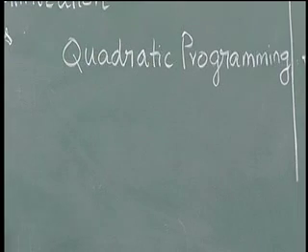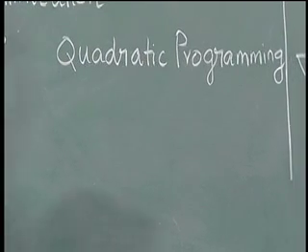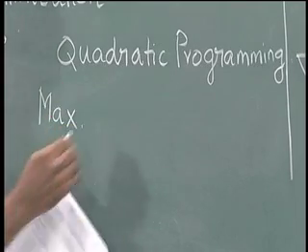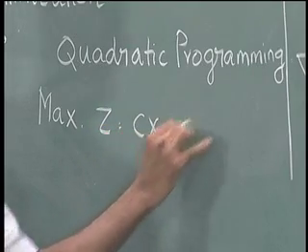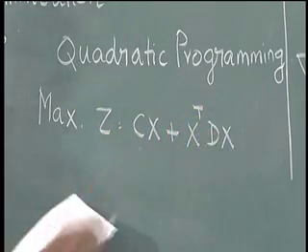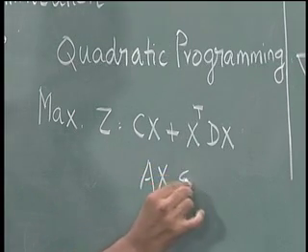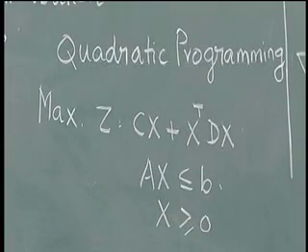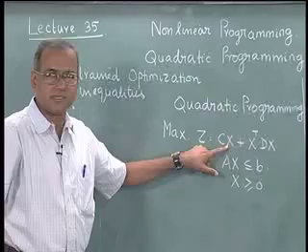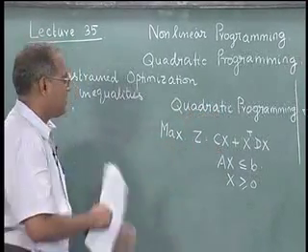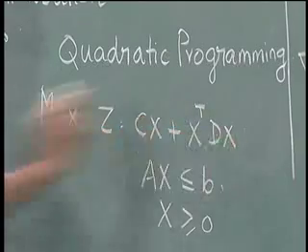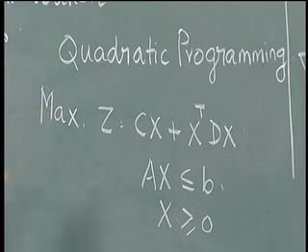Now the quadratic programming problem can be written as: maximize or minimize z equal to Cx plus x transpose Dx subject to Ax less than or equal to b and x greater than or equal to 0. Now we note a couple of things. x equal to x1, x2 to xn is a set of decision variables. The objective function is quadratic, that happens because of the form x transpose Dx which gives us the quadratic form. There is also a linear portion in the objective function which is Cx.